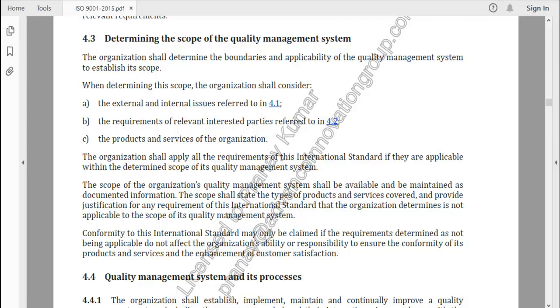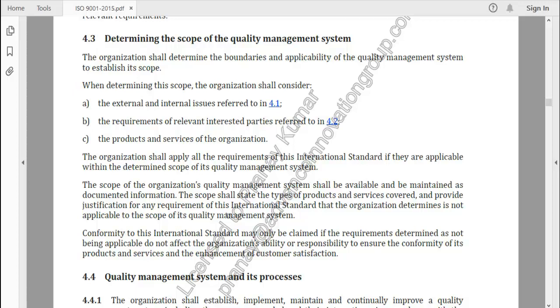While this is a very straightforward part of the ISO 9001 standard, if understood well, this particular clause will lay the foundation stone of your implementation or auditing journey for the 9001 standard. If you are the implementation person or representing the team that has to do with the implementation of 9001, you must carefully articulate what are going to be the boundaries and applicability of the QMS to establish its scope.